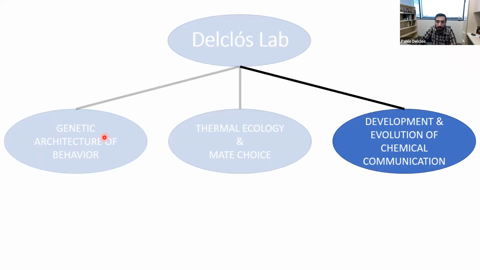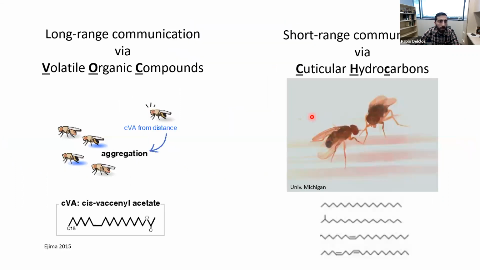Now, for the last couple minutes, I'll talk about chemical communication. While the first two pillars of my research program investigate the genetic and ecological mechanisms that shape behavior, this last one focuses on identifying the chemical mechanisms and candidate compounds involved in many of these important behaviors. So in insects, chemical signaling can be classified into two groups differing in their range. There can be long-range communication, which is usually mediated by the production and detection of highly volatile organic compounds, or VOCs.